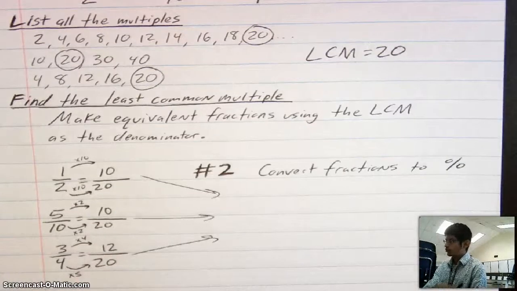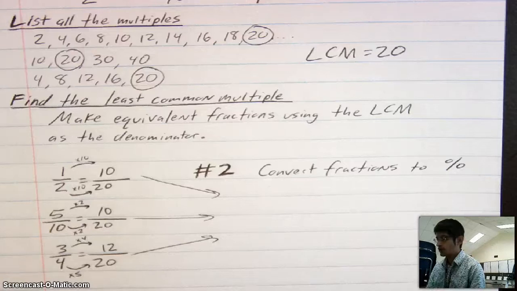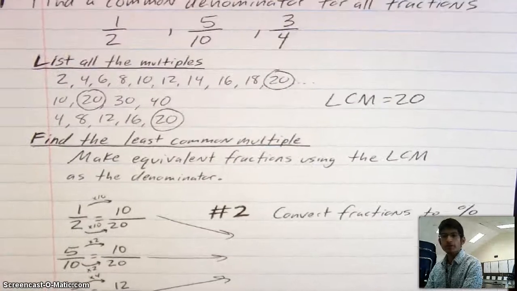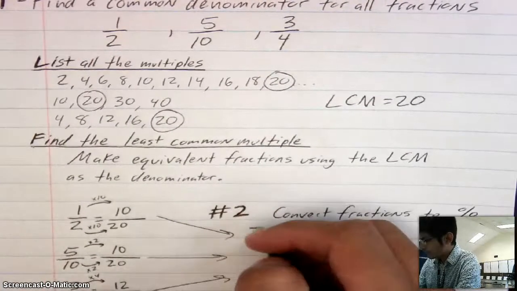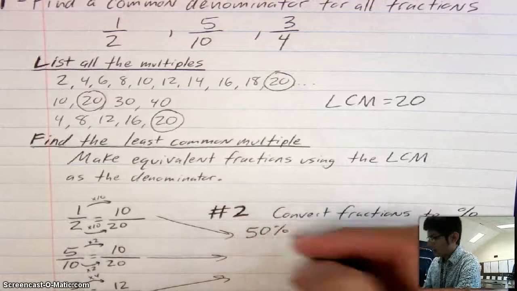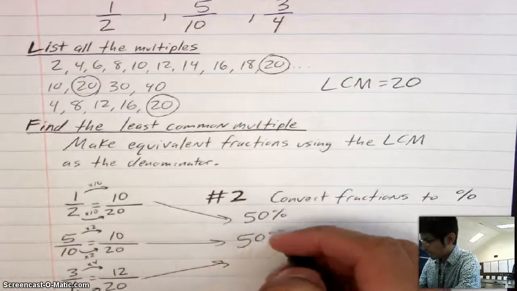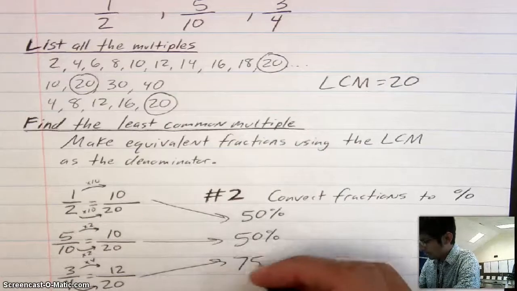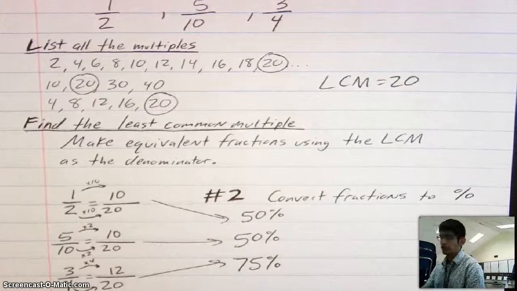Okay, so option number 2 is, sometimes it's easier to just convert the fractions to percents. Let's look back at these. These are all benchmark fractions that we should know. A half is 50%. We know that 5 out of 10 is 50%. And then we also know that 3 out of 4 is 75%. When you have percents, it's really easy to compare the fractions. So those are your 2 choices.